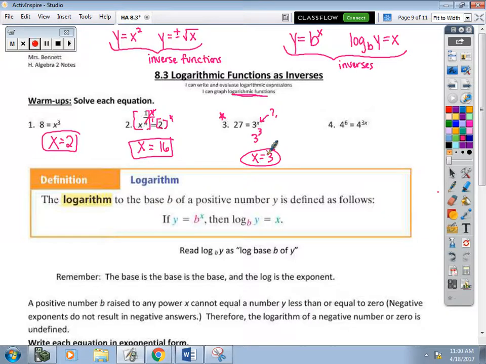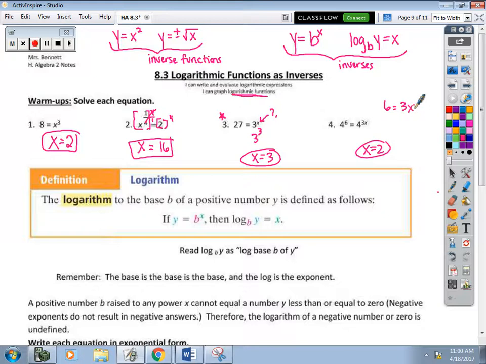The last one, what do you think the value of x would be to make those two sides equivalent? Evan? 2. Good. Again, the exponents would have to be equivalent, so 6 would have to be equal to 3x, and then when we divide both sides by 3, we would get 2.